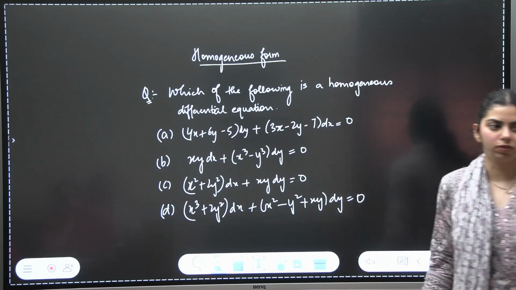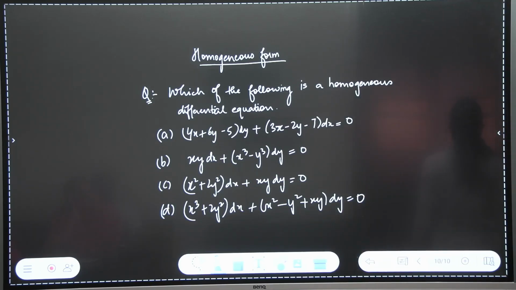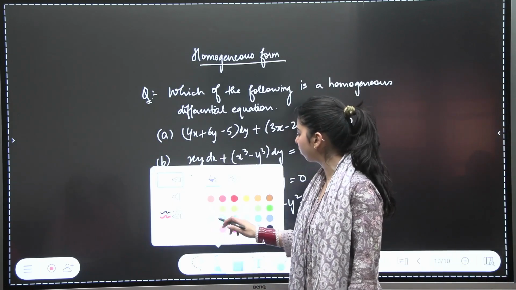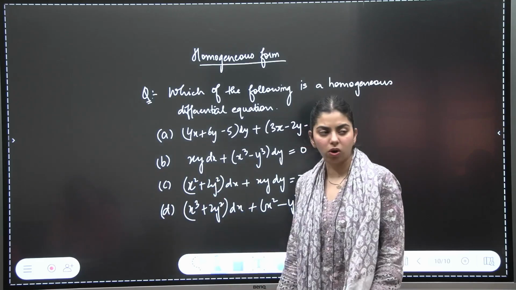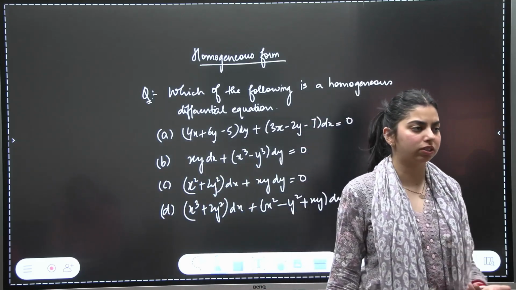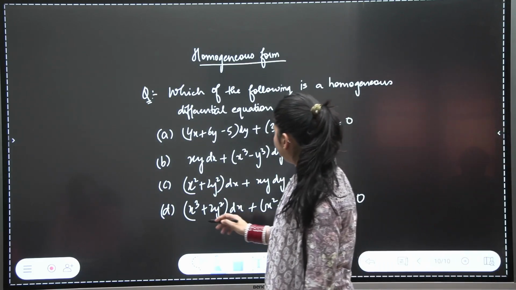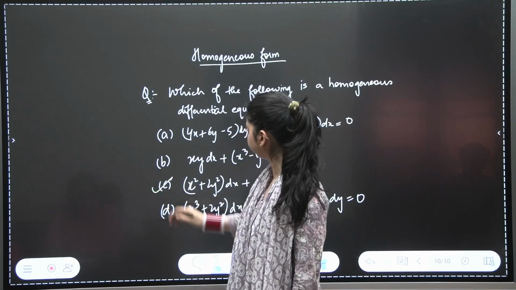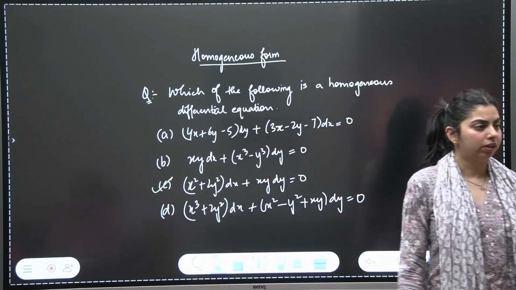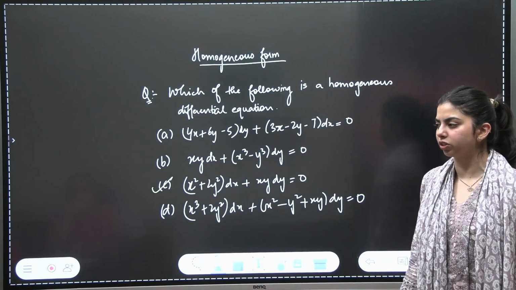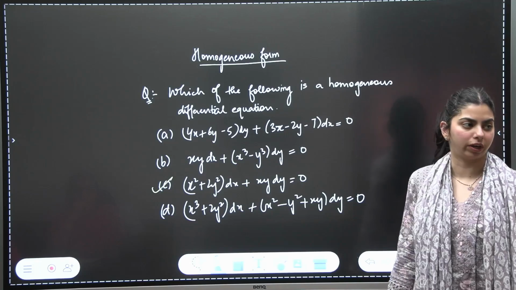The question said which of the following is a homogeneous differential equation. The first idea is you have to identify clearly which of the following is homogeneous. It's not a very tricky thing. Which do you think is homogeneous? The third one, very simply. The third is a homogeneous differential equation. How would you get the idea that this is the homogeneous differential equation? How do you check?